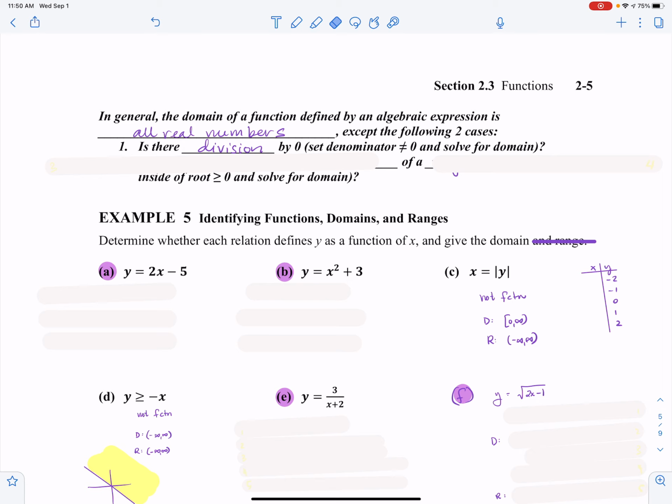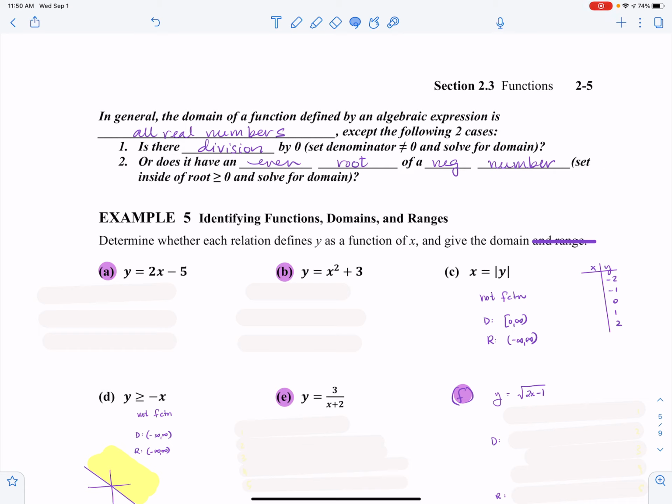Case number 2 is if I have an even root. So this is a square root, a 4th root, a 6th root, etc. Most commonly, we're going to be using square roots. But when I have an even root of a negative number, what I'm going to do is take the inside of the root and make it greater than or equal to 0. Remember, anything greater than 0 is positive. And then I'm going to solve. And I'll do an example of that one for you as well.